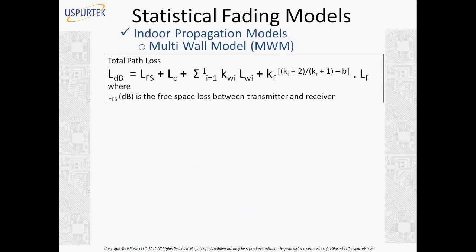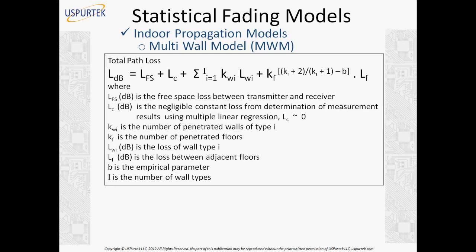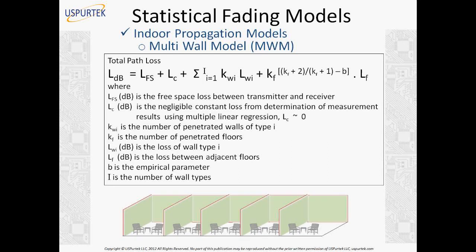Now the next one is very common, a multi-wall model. In a multi-wall situation, you have multiple walls on a floor, and this is the equation you want to use. You will need a free space loss, which is a very standard equation between transmitter and receiver. But then you have correction factors. LC here you can ignore. It comes out of some mathematical linear regression, and you can take it as 0. It's very negligible. But other factors you have to enter.